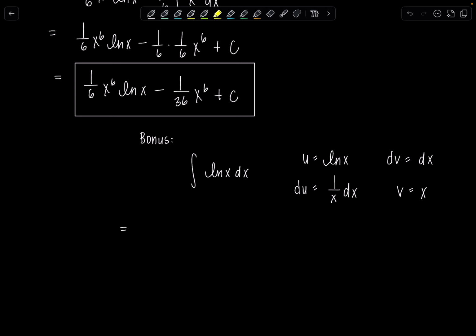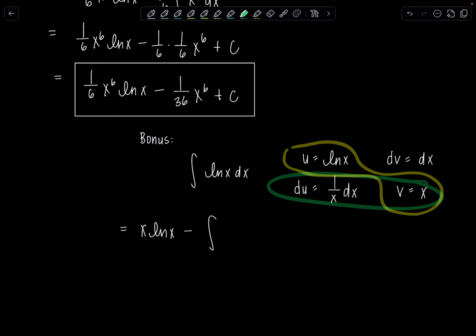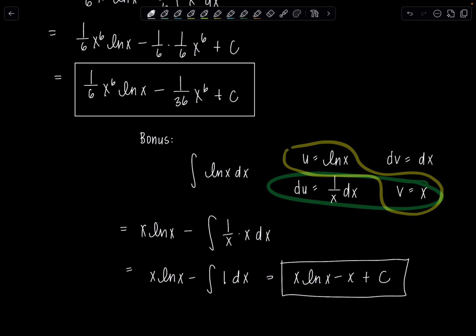So this is going to be uv, that's x ln of x, minus integral v du. So I have 1 over x times x dx. Well, 1 over x and x cancel out, so it's just 1. And that antiderivative is x, good, plus c. So that's how you get the antiderivative of natural log of x, or natural log of whatever. If there's more going on than just plain old x, still kind of set it up this way. Most of the time, that's how it's going to play out.